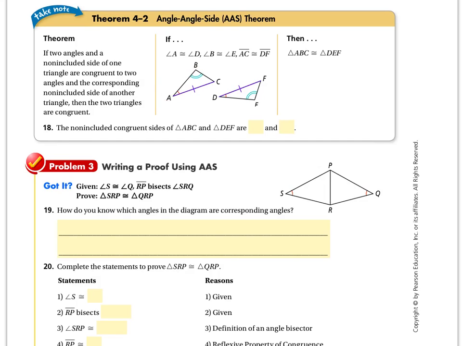Here's an angle, and there's the side, the congruent side we're talking about. The non-included congruent sides of triangle ABC and DEF are segment AC and DF.